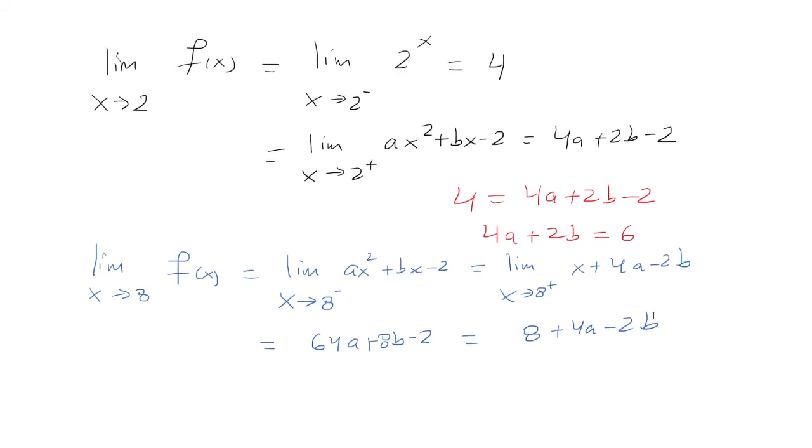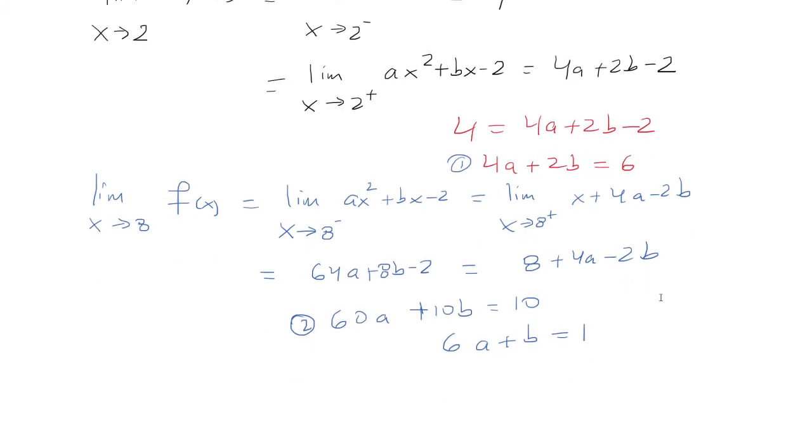Now we could just bring everything to one side. We'll subtract the 4a, so 64 minus 4 is 60a. 8b plus 2b is 10b. And then we'll just add 2 to both sides to get 10. So this is going to be the second equation. Here I can just divide everything by 10 to simplify it and get 6a plus b is equal to 1. And then the other equation, I'm just going to divide by 2 to get 2a plus b equals 3.